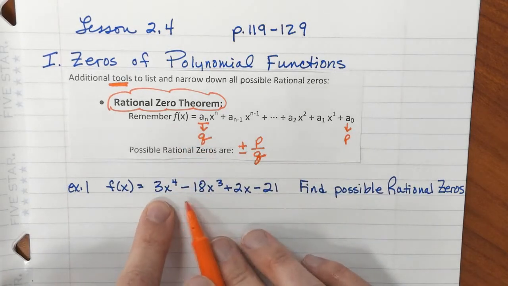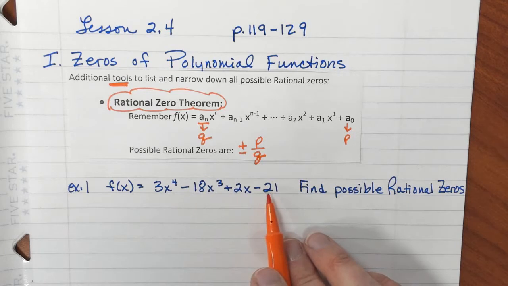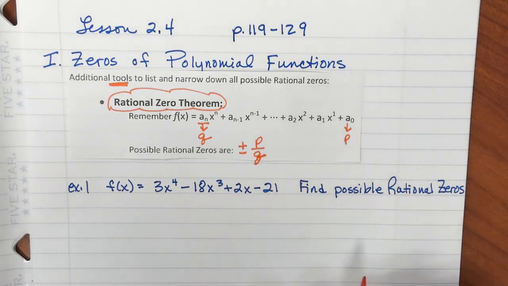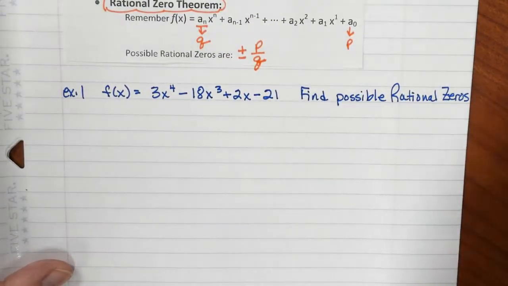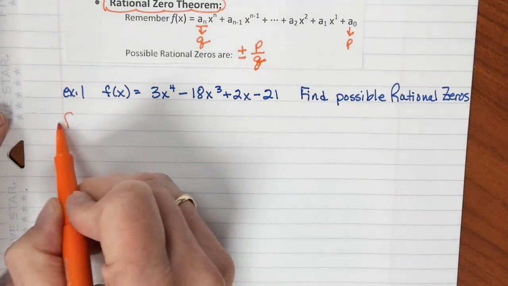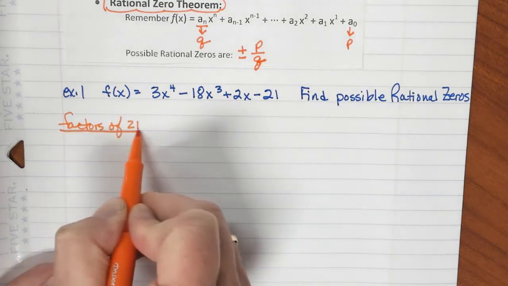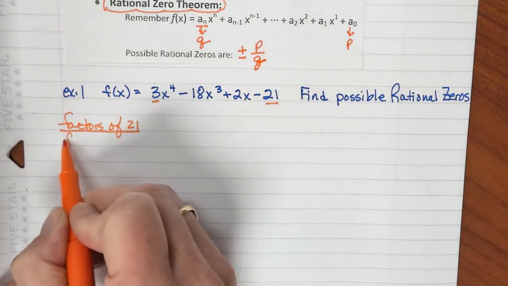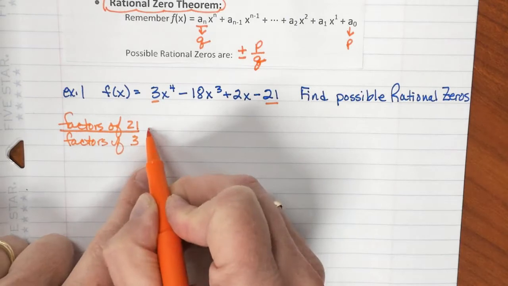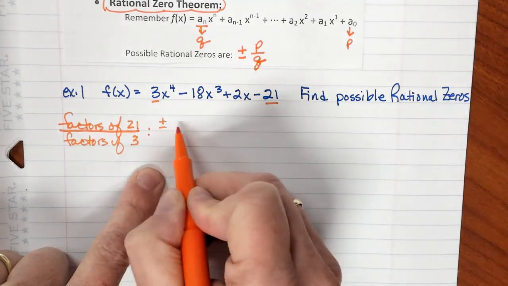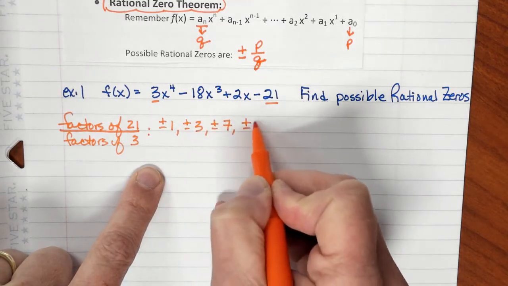If I have this function, 3x^4 - 18x^3 + 2x - 21, and I want to find all the possible rational zeros, I am going to take that function and look at factors of 21 divided by factors of 3. And the numbers aren't usually hard, all right? So the factors of 21, you know them to be plus or minus 1, plus or minus 3, plus or minus 7, plus or minus 21.